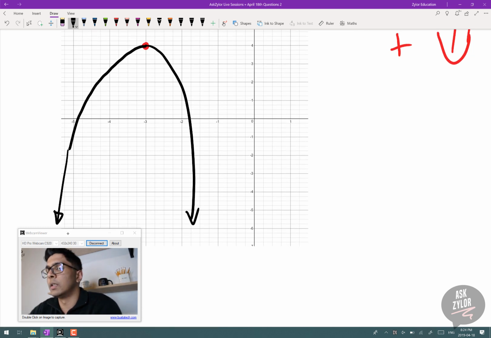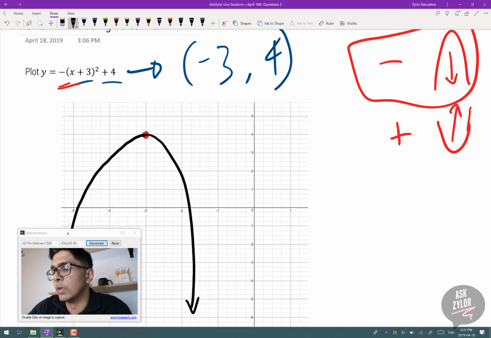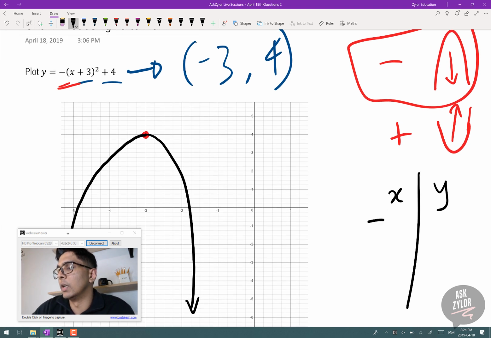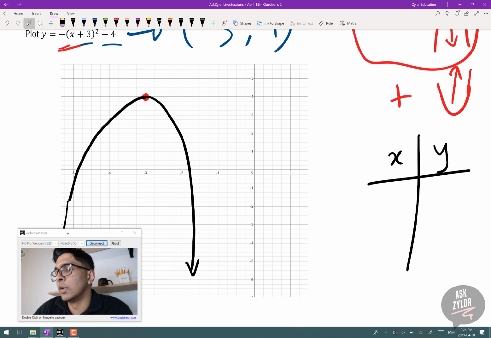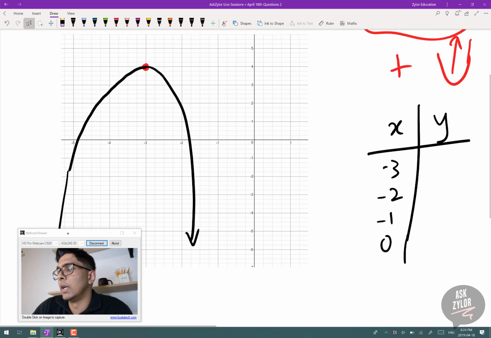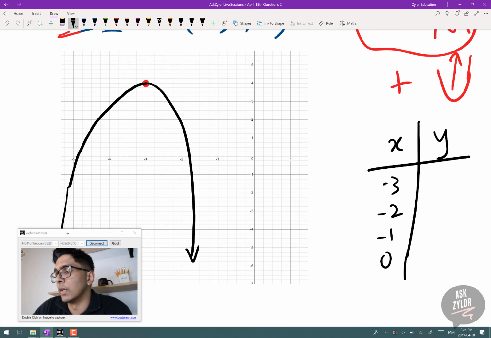An alternative method would be to draw a table of values, so plot x and y on a table of values and go about my vertex. So I can go -3, -2, -1, 0, and then I can even go to the left by going -4, -5, -6, just to get an idea of what the points would be.